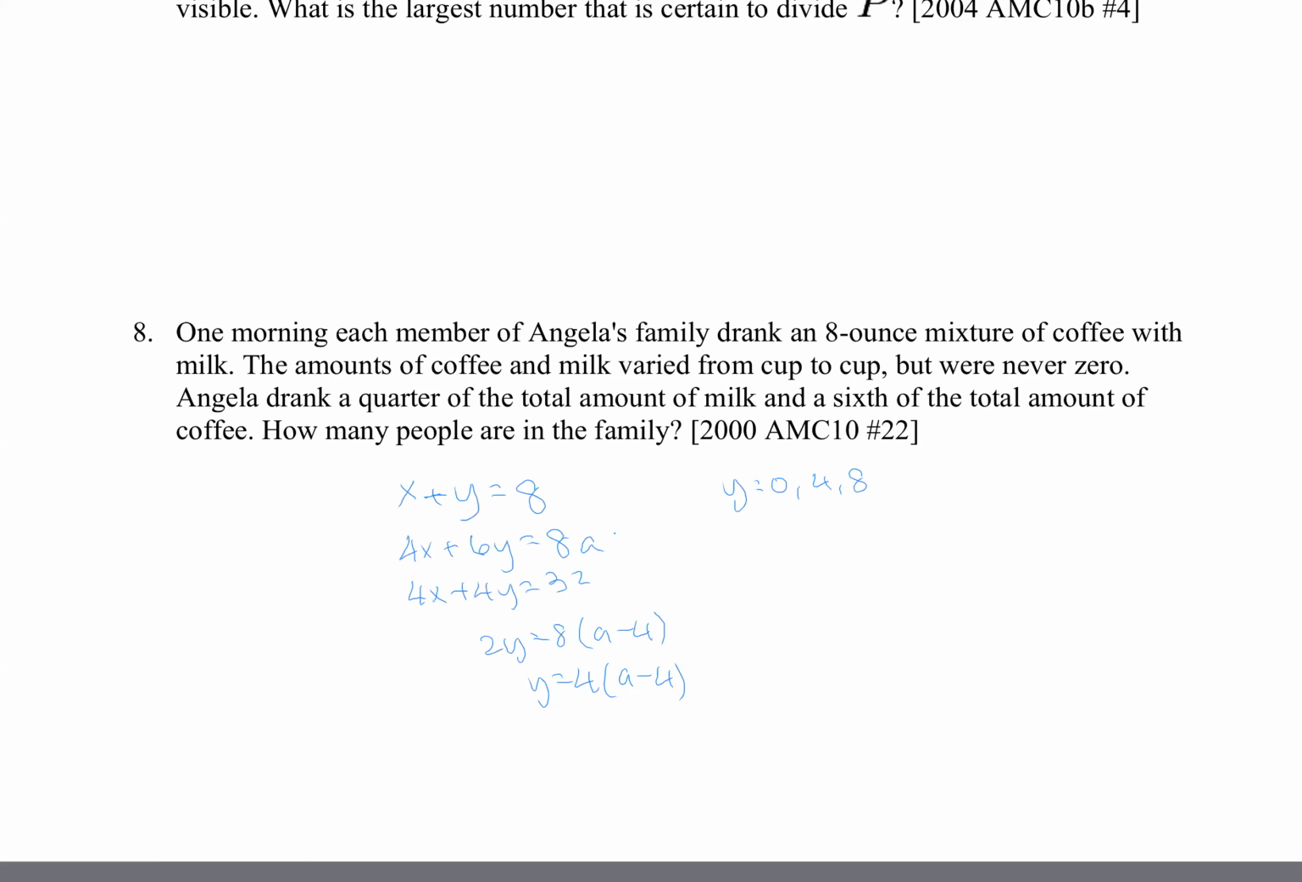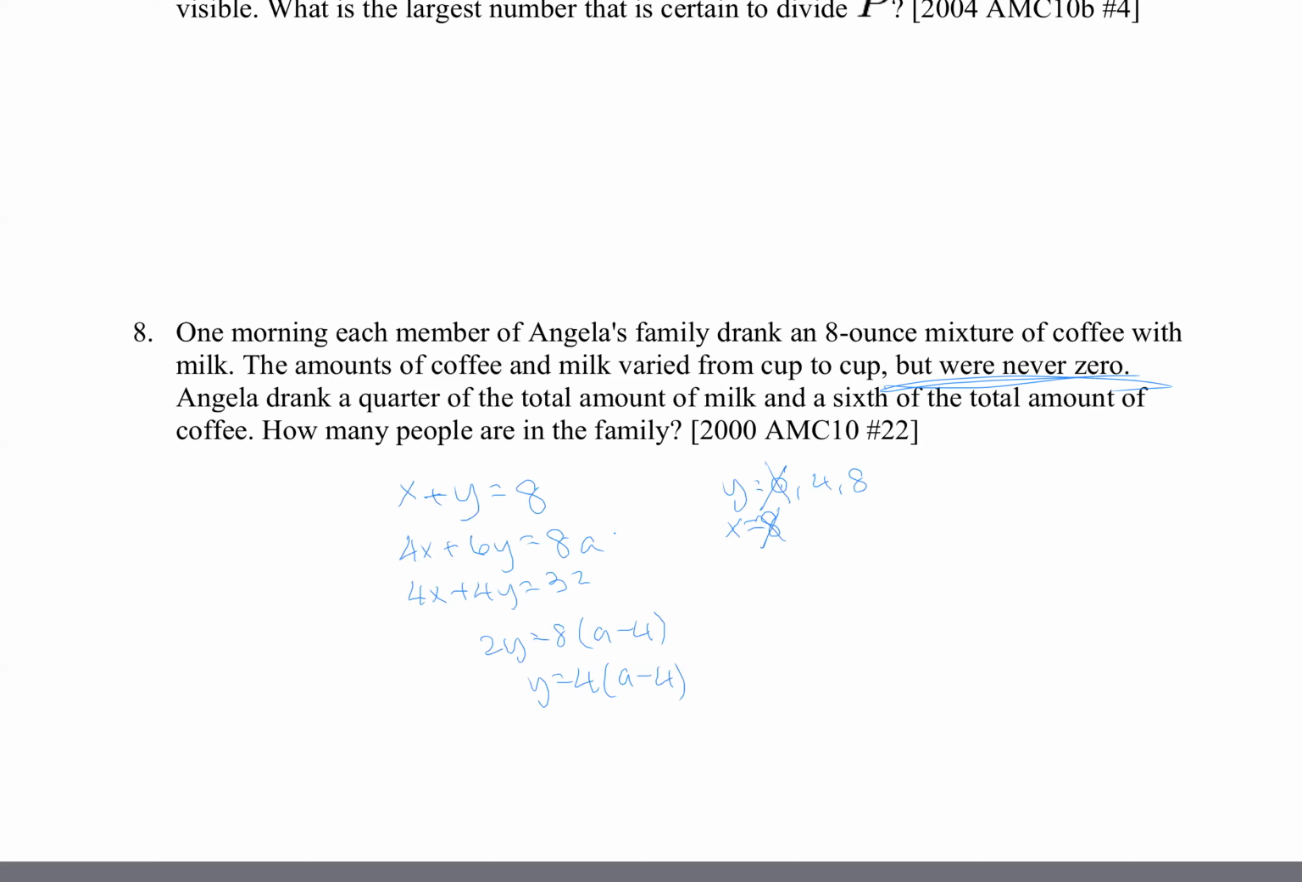Okay, so if y was equal to 0, then x equals 8, right? However, we have to keep in mind that the amounts of coffee and milk vary from cup to cup, but were never 0 here. We're never 0, right? So then we cannot have y equal to 0 here.